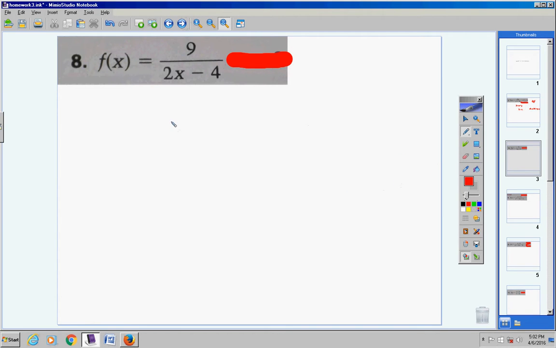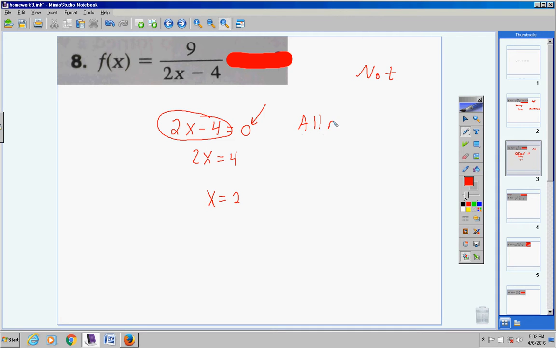Alright, let's find the domain. We take the denominator and we set it equal to 0 and solve to find out what x cannot be. Okay? Bring the 4 over and make it a positive 4. Divide both sides by 2, and there we go. When x equals 2, this entire expression here, which is your denominator, equals 0. So, the domain is all real numbers such that x does not equal 2.